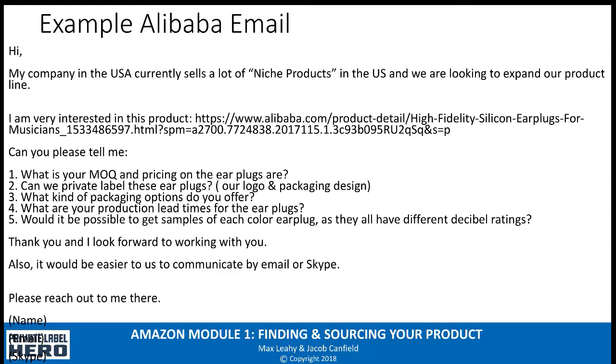So the first line just says your company's in the United States, you currently sell a lot of blank products, and you're looking to expand your product line. You're very interested in this product. The key here is to give them the actual URL of the actual product that you're looking for. They might have 20 listings or 200 listings on Alibaba. So even though Alibaba gives them an idea of what you're looking for, if you give them the exact product, it works much better. Next, you're asking a few questions.